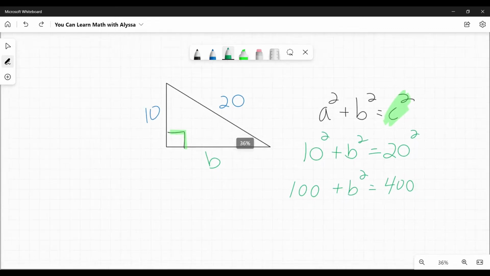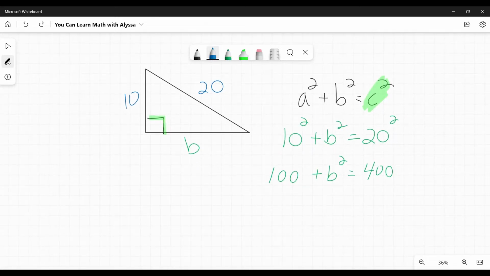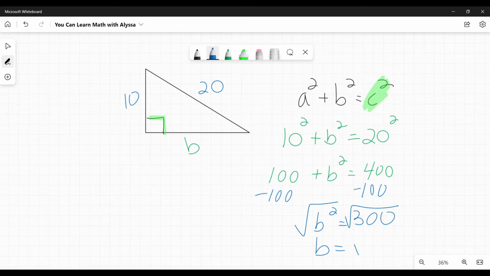Now just a couple of quick little algebra steps to help me solve this equation. B squared has 100 added to it. So to undo that, I'm going to subtract 100 from both sides. So that gives me B squared on the left equals 300 on the right. To undo B squared, I'm going to square root both sides. B equals the square root of 300. And this can be simplified to 10 square root of 3. Again, if you need a refresher on simplifying square roots, link is below. So in this case, B is 10 times the square root of 3.